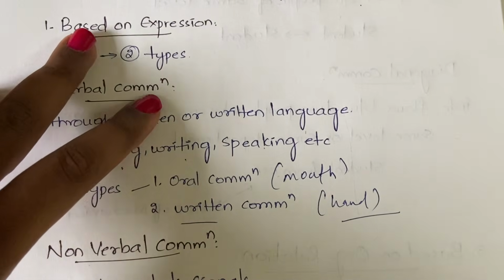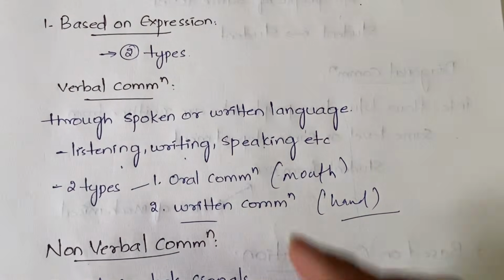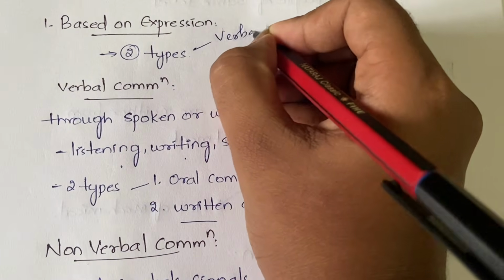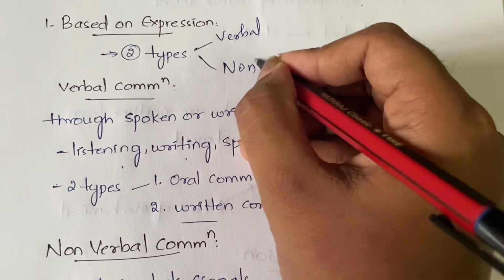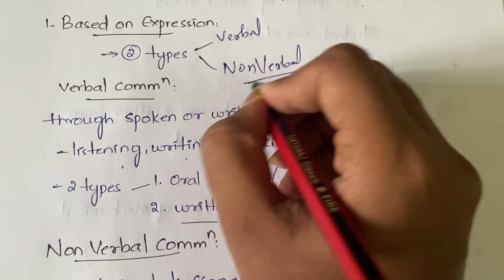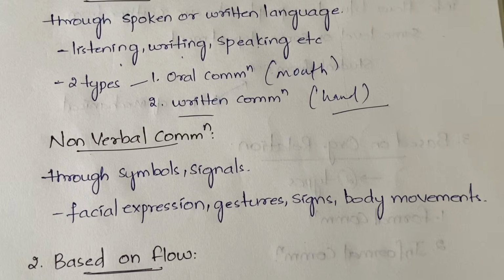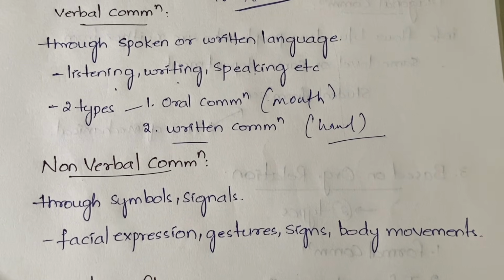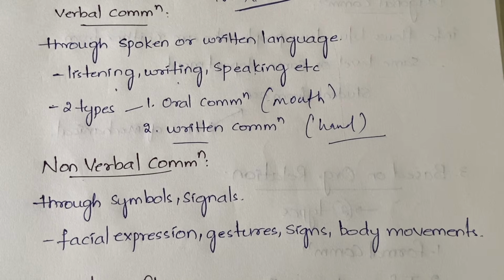So in based on expression we have two types, right? Verbal and non-verbal. Now let us see what is non-verbal. Non-verbal, simple, based on symbols and signals. You'll be giving facial expressions, like if you want somebody to come near you, you'll be telling it with your eyes or with your face, right?